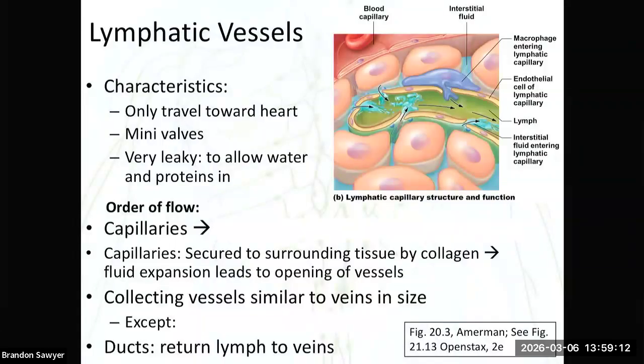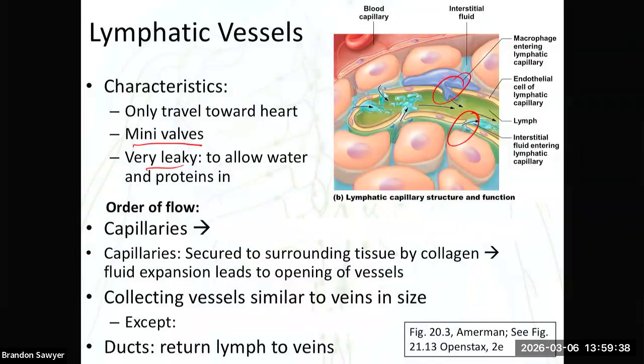Okay. All right, so the lymphatic vessels that we have are somewhat similar to little veins. They have little valves in them like veins do, but they're only moving towards the heart, just like veins. But they're super leaky, so they have big gaps between the cells, and that's how water and fluid enters into them.